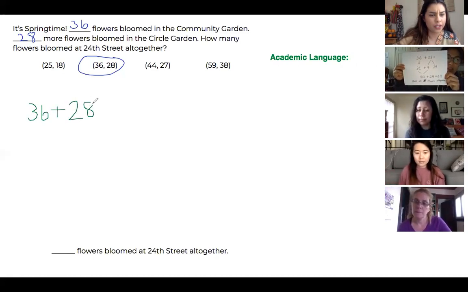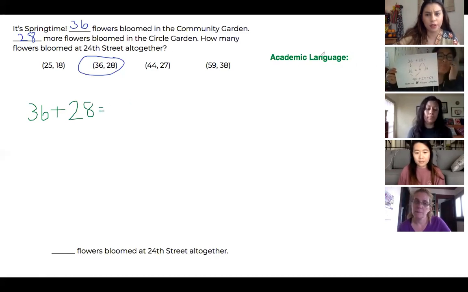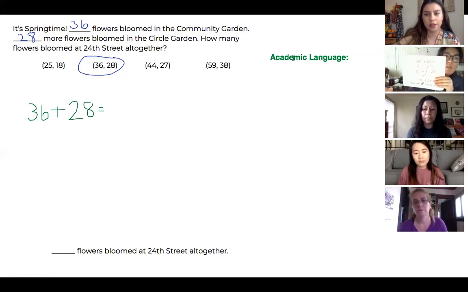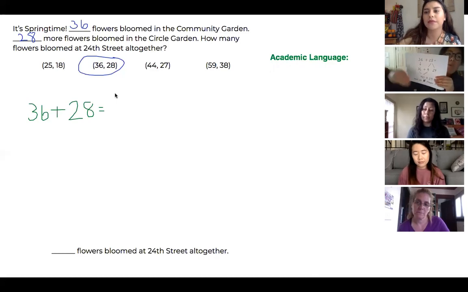Can I ask, why did you use addition in this problem? Because they're asking how many altogether. Just like the story problem yesterday, they talked about how 36 flowers bloomed first and then 28 more flowers. So I looked at the keyword "more," which represents addition because you're adding more. Okay. All right. So can you tell us what you did next?